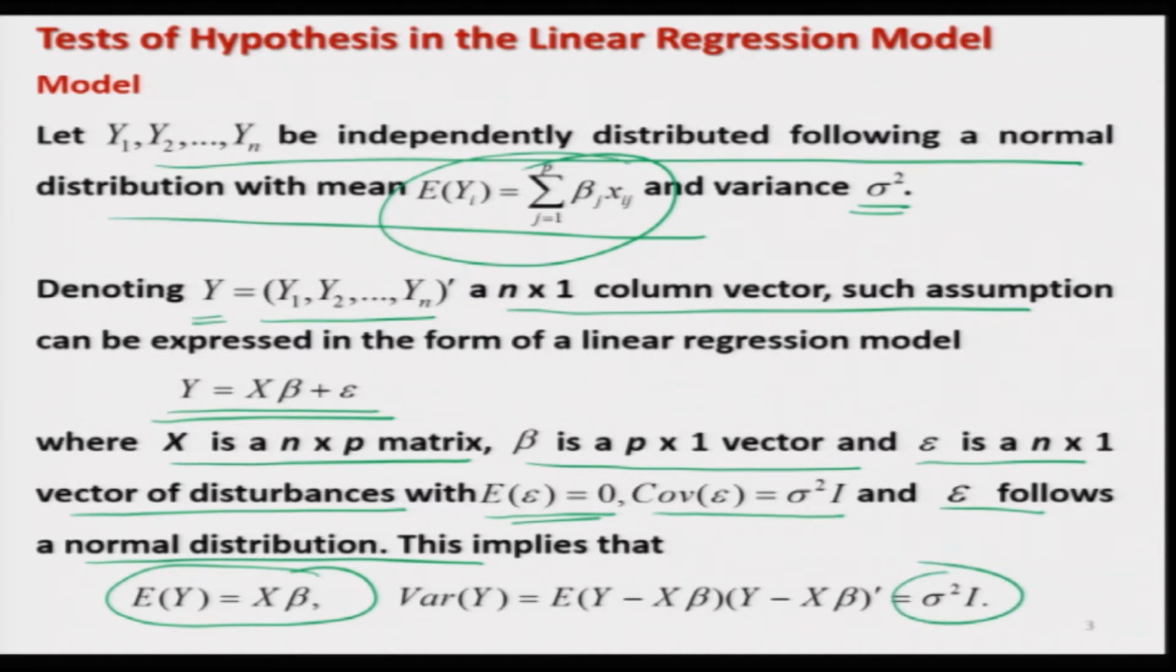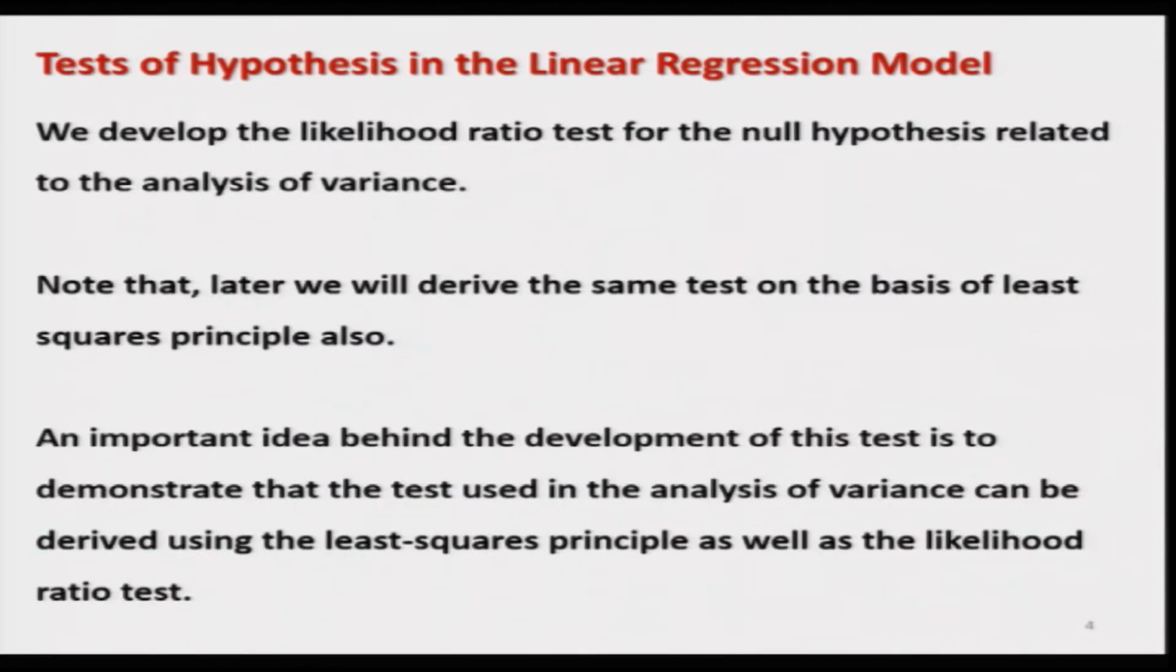And you can see that we are assuming that epsilon follows a normal distribution right from the beginning. Why? Because we are going to use the likelihood ratio test, and in the likelihood ratio test you know that you need to assume the distribution. And if you consider the least square estimation, then you will see how we introduce these assumptions. So, now we consider the development of the likelihood ratio test for the null hypothesis related to the analysis of variance.